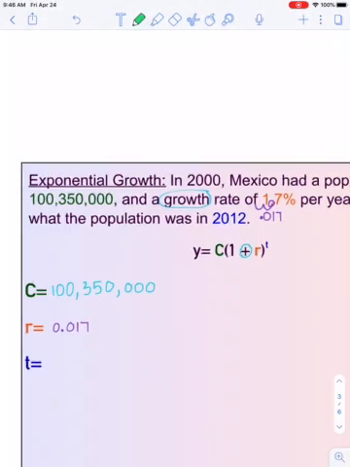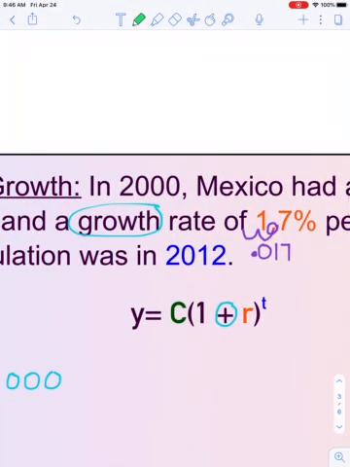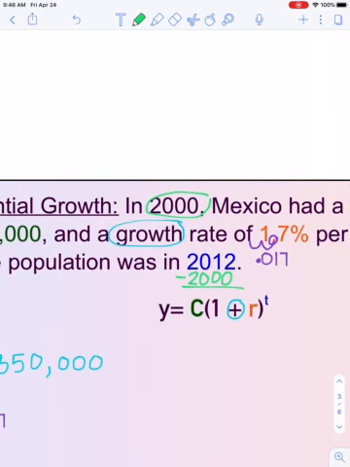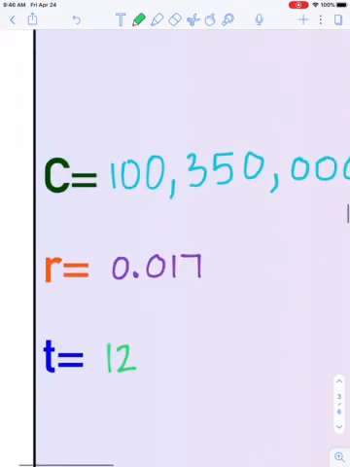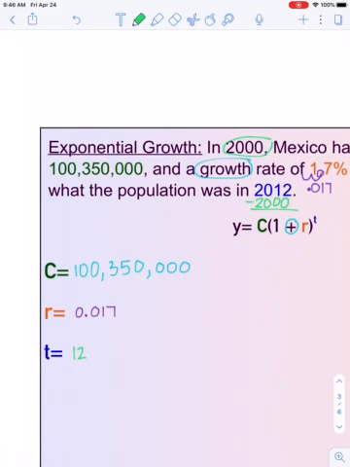T is time. Be careful with this as well. So the blue number right here is 2012. I am not going to plug 2012 directly in for time because I have not been counting for 2012 years. I didn't start in year 0. I started in the year 2000. So I have to subtract 2000 from 2012 to figure out how long I have been growing, which is going to obviously be 12 years.